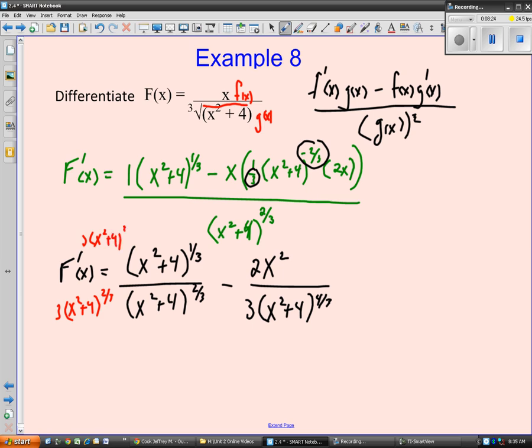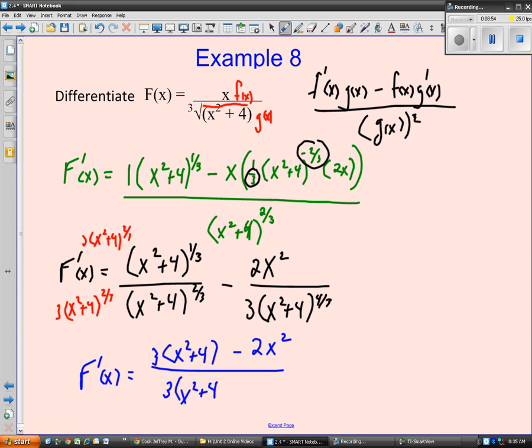So now what that will get me for my derivative is, well, I'm going to have 3 times this thing, but since 2/3 and 1/3 have the same base, add the exponents together to 1, it really works out kind of nice in this case. I just end up with 3 times (x squared plus 4) to the 1 power minus 2x squared all over 3 times (x squared plus 4) to the 4/3 power.